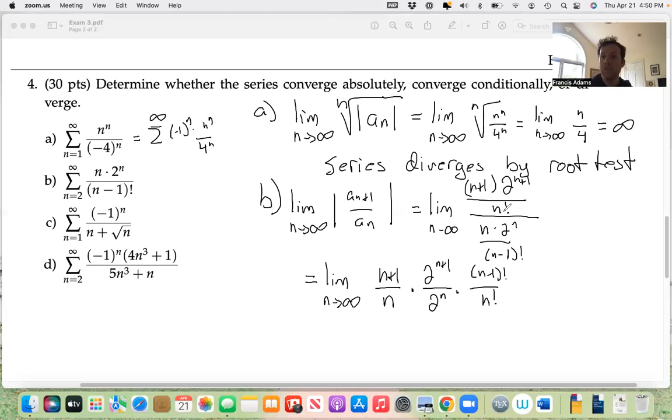So these pieces from the top are in the position they were in before, n plus 1 and 2 to the n plus 1 were on the top, n factorial was on the bottom, but then we have their corresponding pieces from the denominator get flipped, and now these were on the top, now they're on the bottom, and the factorial was on the bottom here, and now it's on the top.